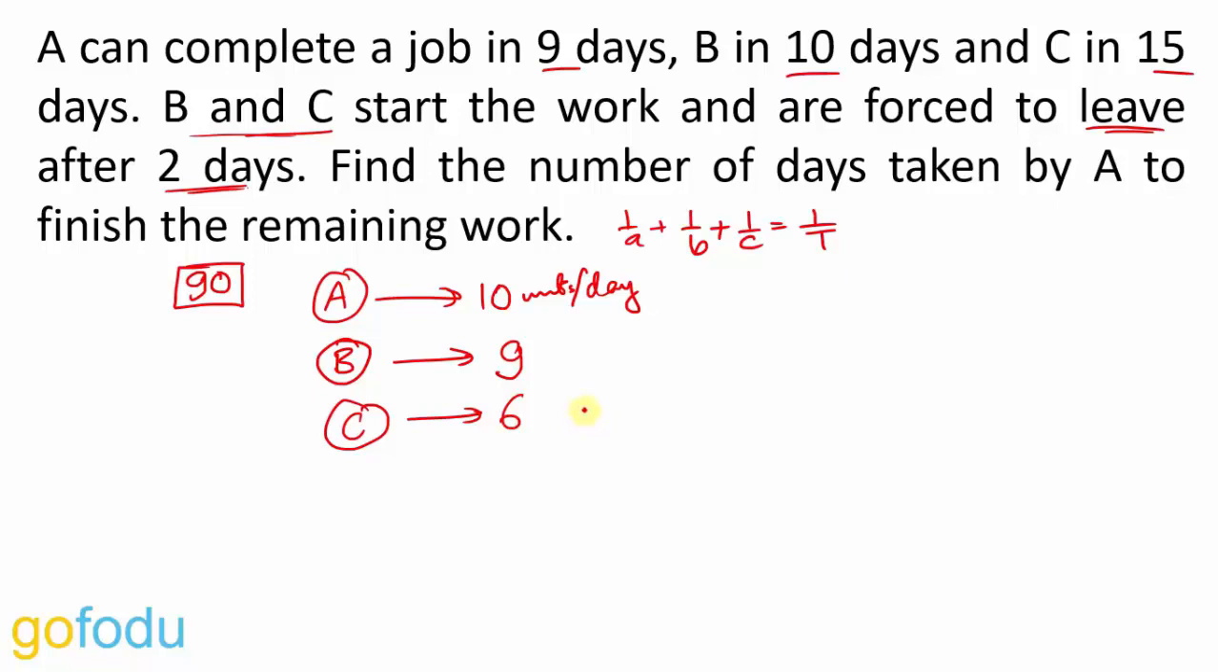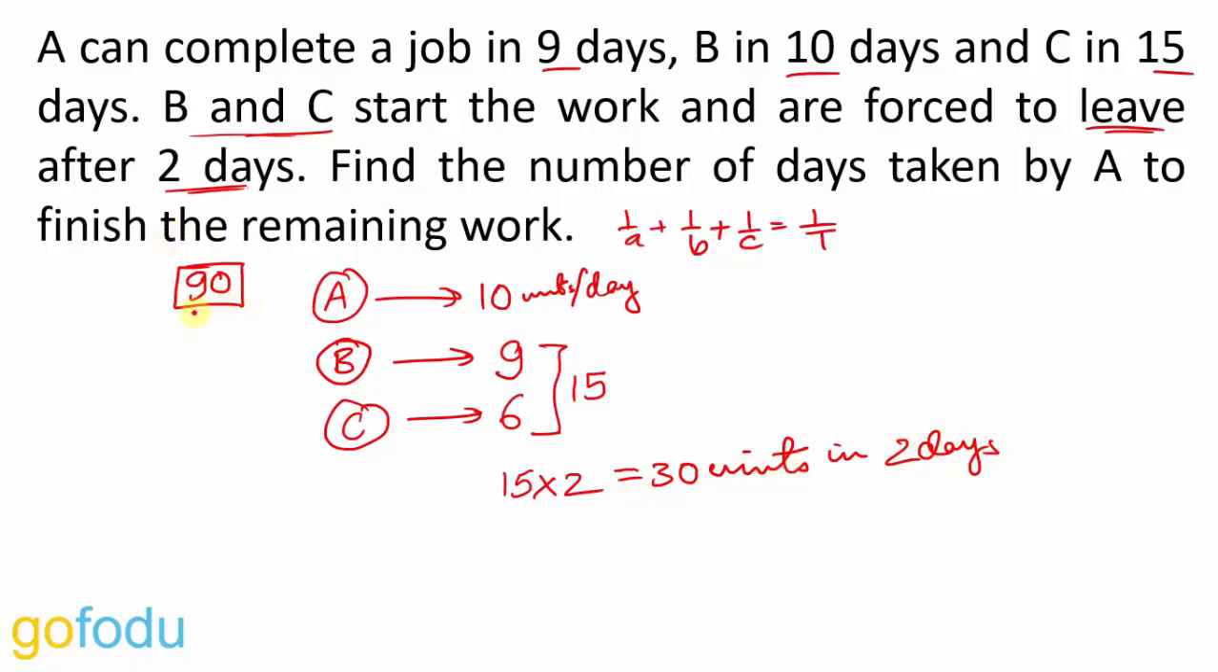Now B and C start working together and A is not there during the start. So B and C, they can together do 15 units of work in 1 day. They leave after 2 days. That means in first 2 days, they must have done 15 into 2, 30 units in 2 days. Okay, B and C did 30 units of work in first 2 days.